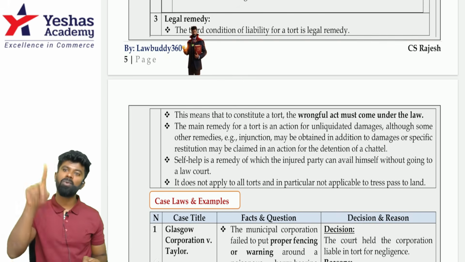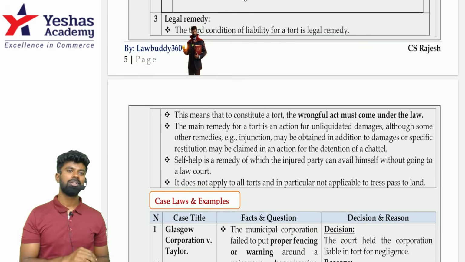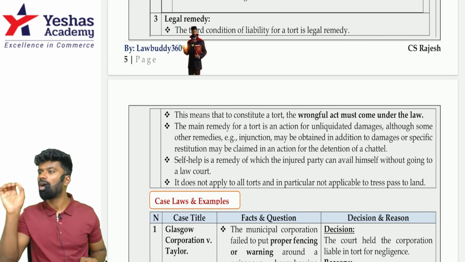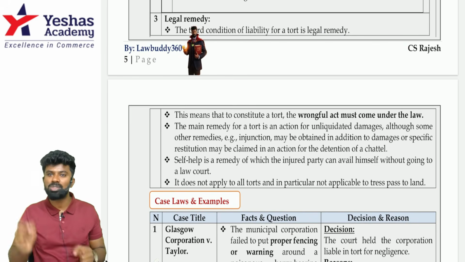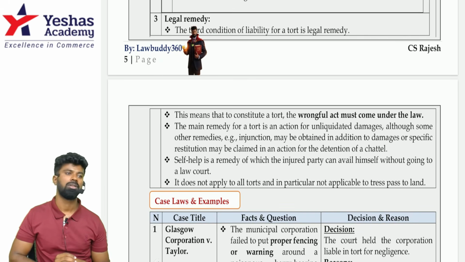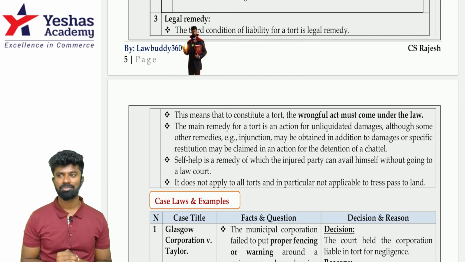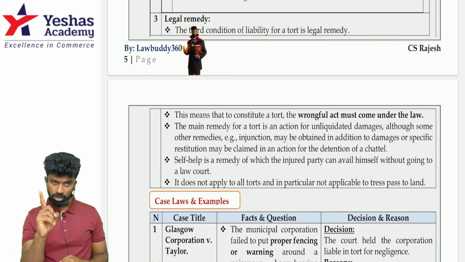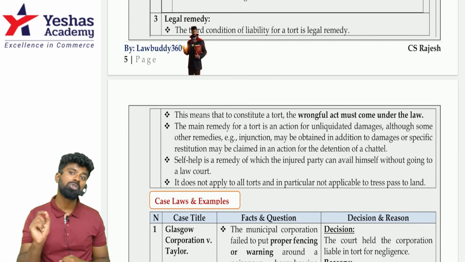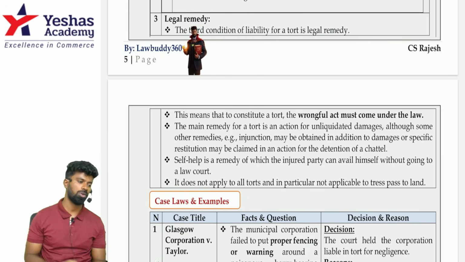What if the remedy is only detention of the cow, not the compensation? Is it called a tort? No. To call something a tort, there must be a remedy of unliquidated damages. And this is what differentiates it from other types of civil wrongs. What if the remedy is liquidated damages? Not a tort, because tort means other than exclusive breach of contract, trust, or equitable obligation.